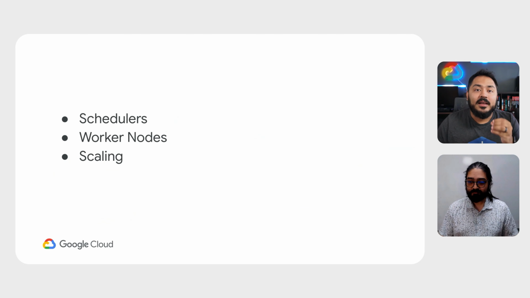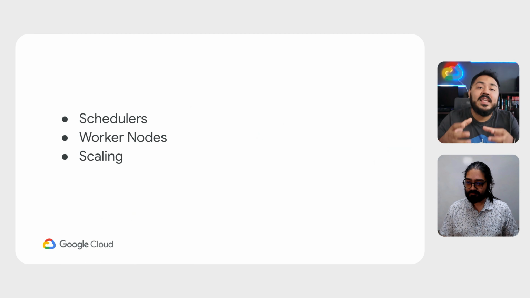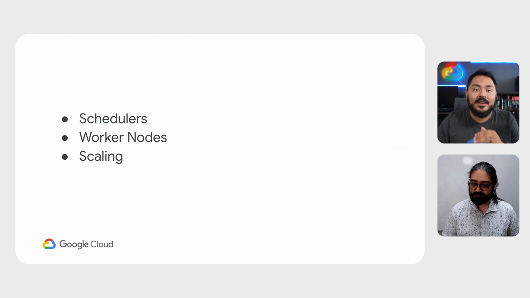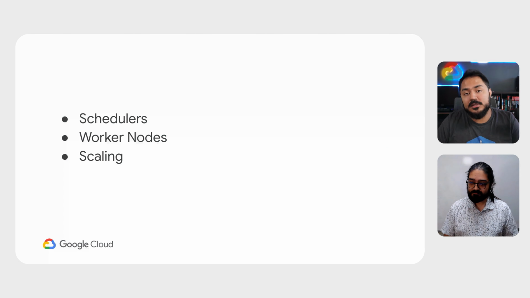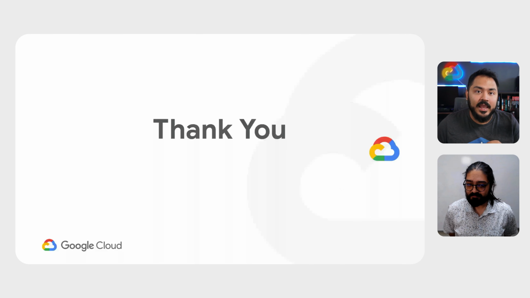To recap, the scheduler takes our jobs and schedules them onto a worker node. The worker nodes actually perform the computation. And we scale our worker nodes to ensure that we have enough capacity to run all our jobs. In this video, we learned what HPC and HTC are and how they fundamentally look as an architecture.